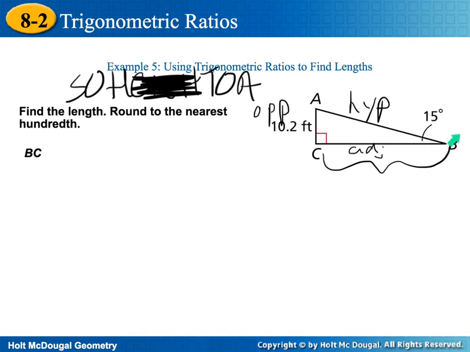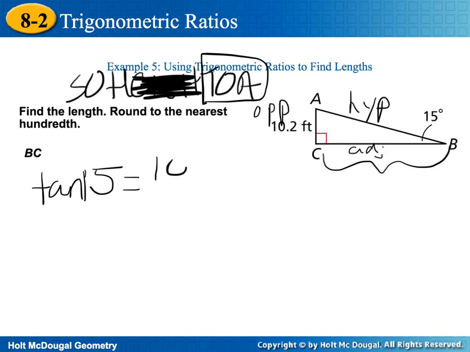So I'm looking here at B. I've got opposite. Now I need to ask, do I need hypotenuse or adjacent? Well, BC is my adjacent. So I've got opposite and adjacent. I don't want my hypotenuse. I want this side, so I use tangent. Since tangent is opposite and adjacent, I just put in tangent of 15 equals opposite, 10.2, over adjacent, BC. Now I just solve for it.